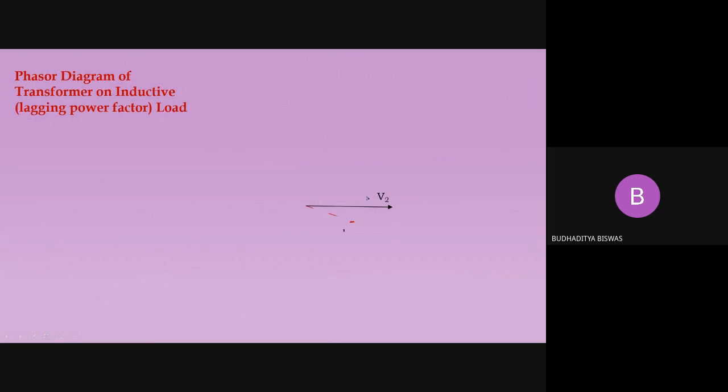First, as it is a lagging power factor, I2 should lag V2 by some angle. Then I2 R2 should fall in the same axis. J I2 X2 should lead I2 by an angle of 90 degrees. If you just write that, it's sufficient, because the examiner will understand that you know these things. The addition of the three voltages should give you the secondary induced voltage E2.